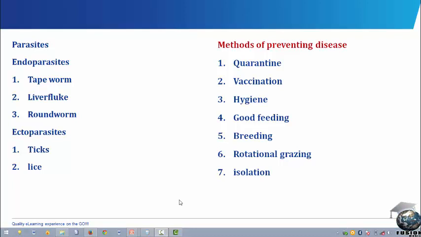The tick. Tick is an ectoparasite of cattle, sheep, and goats. The body of tick is divided into two, a head region and abdomen. It has 4 pairs of legs, tough leathery integument, and possesses a toothed hypostome, a piercing organ for sucking blood of the host. The life cycle of the tick.